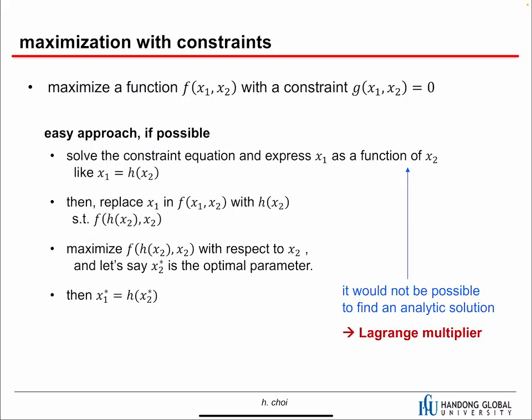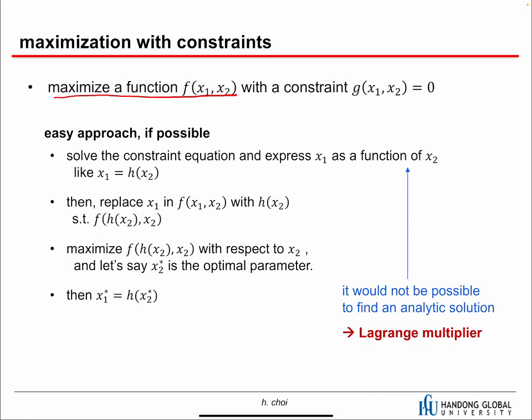And when we maximize, sometimes we have a constraint. By the way, minimization is the same as maximization, so it's basically the same problem. So we're going to focus on maximization here. When we maximize the function, sometimes we have a constraint, so we can formalize this problem like this.